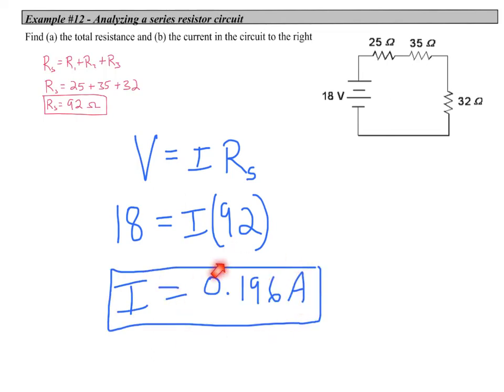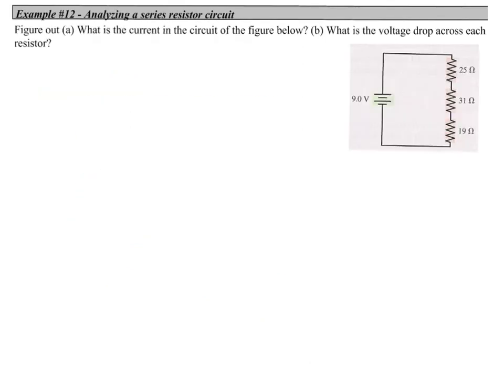Now that works when we're looking for the total current here, but there are times where we're going to be given a current and a voltage drop and the total voltage, and you want to find the resistance of a single resistor or something like that, or we want to find the voltage drop across a single resistor. Let's take a look at how to do that. So in this example here, we're given this series circuit, and we're asked to find the current in the circuit and the voltage drop across each resistor.